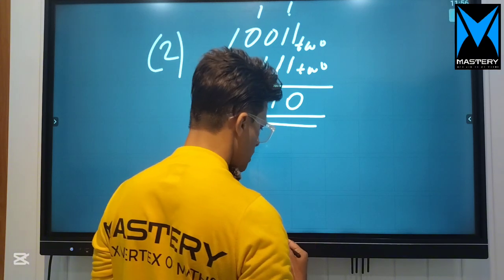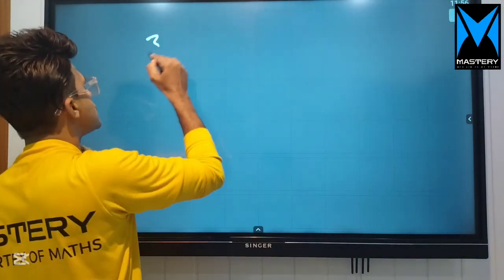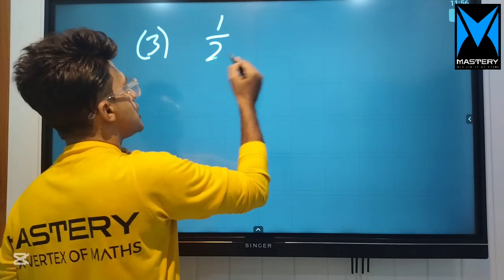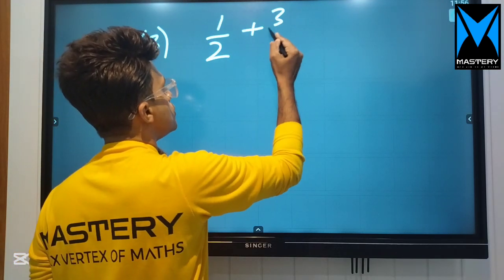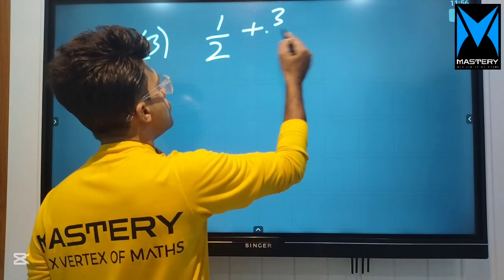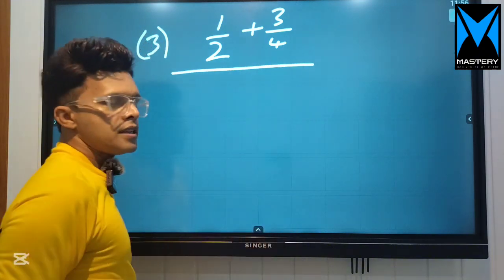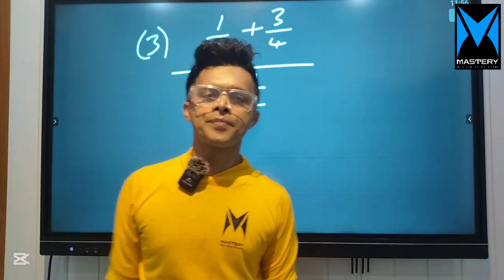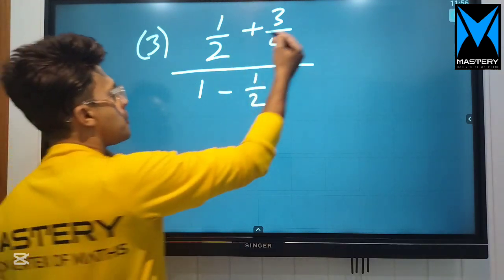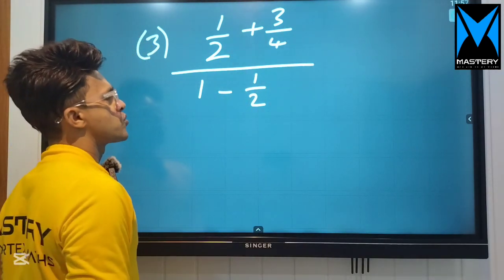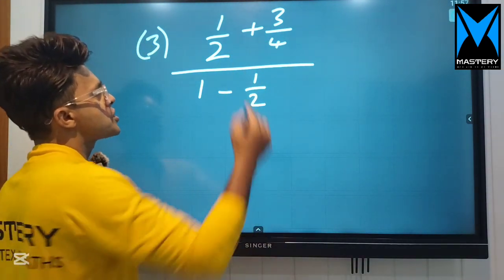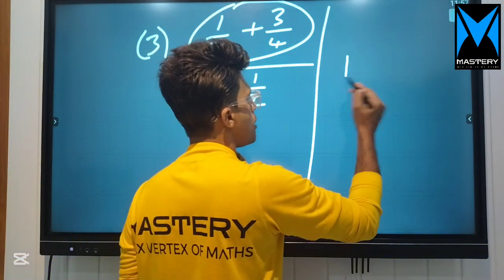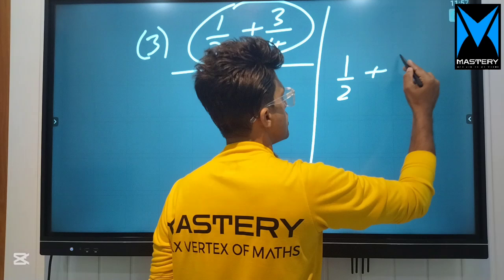So the third question is a fraction question: half plus 3 fourths, divided by 1 minus half. How can you do this type of one? Really, think of this. Half plus 3 fourths. First of all, you have to add these two fractions, right?